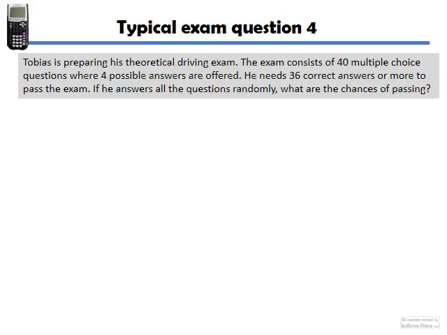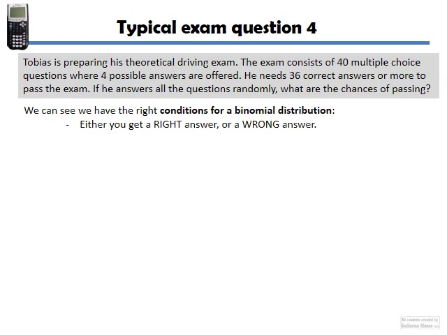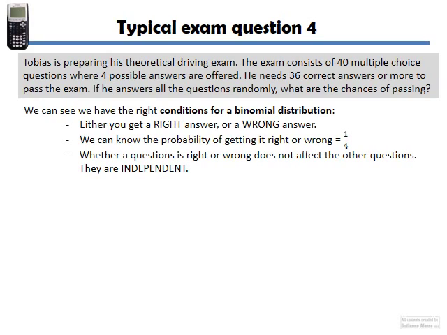So I was thinking, well, what are the chances? Let's calculate it. Well, this is the right condition for a binomial distribution. Either you get the right answer or you get the wrong answer. The probability of getting it right is 1/4. And they're independent, right? The fact that I have the first question right doesn't mean that the second question is more likely to be right or wrong. Great. So here are my variables, my n, my p, and my r. Okay, I need 36 right answers, so I need the probability that it's bigger or equal to 36.